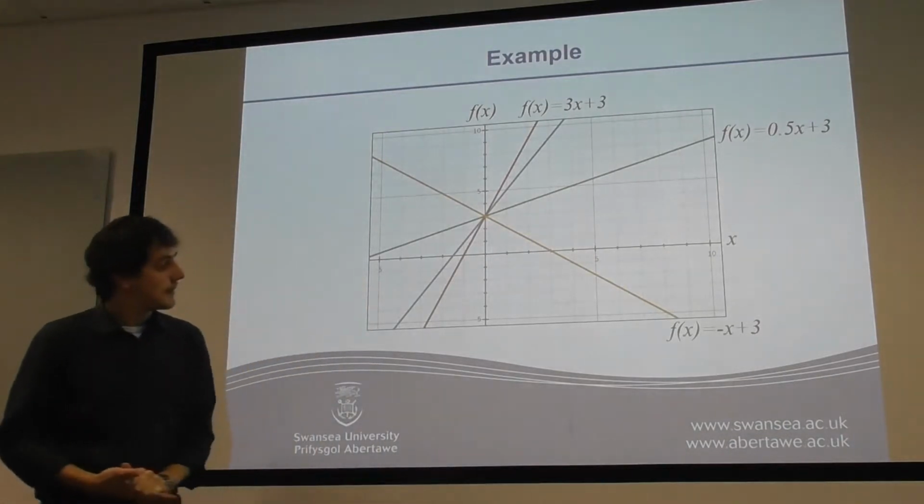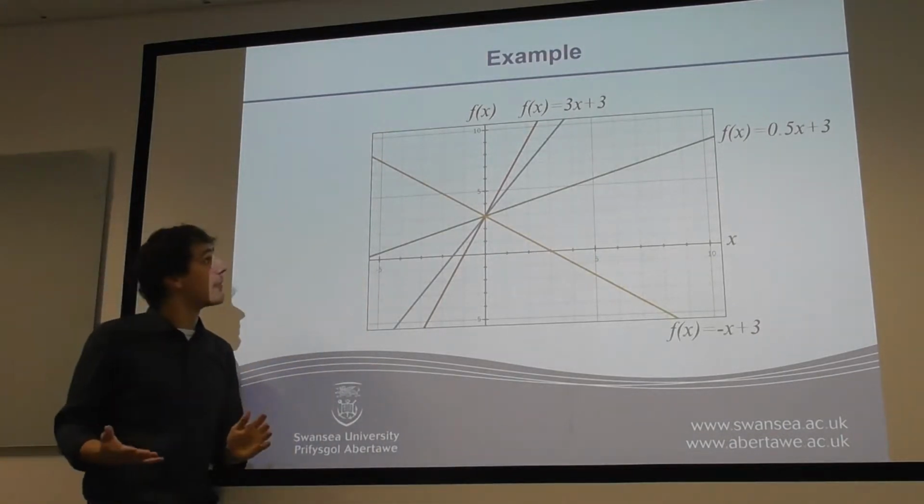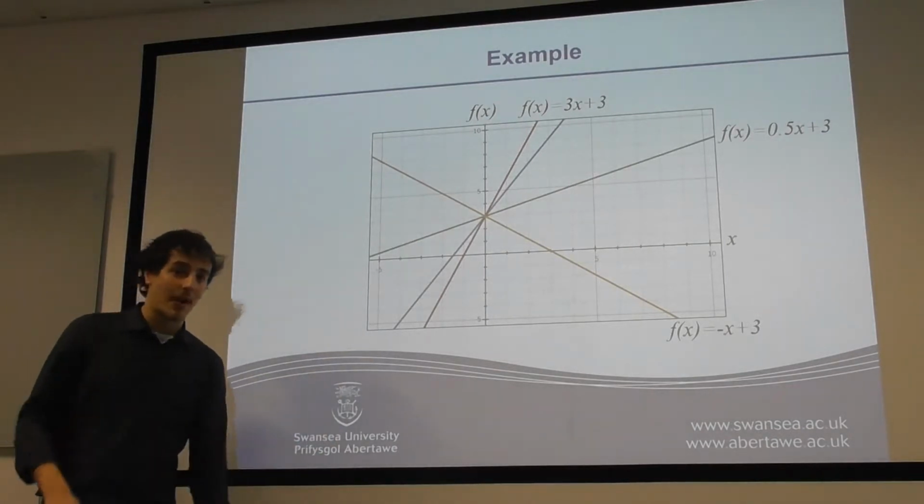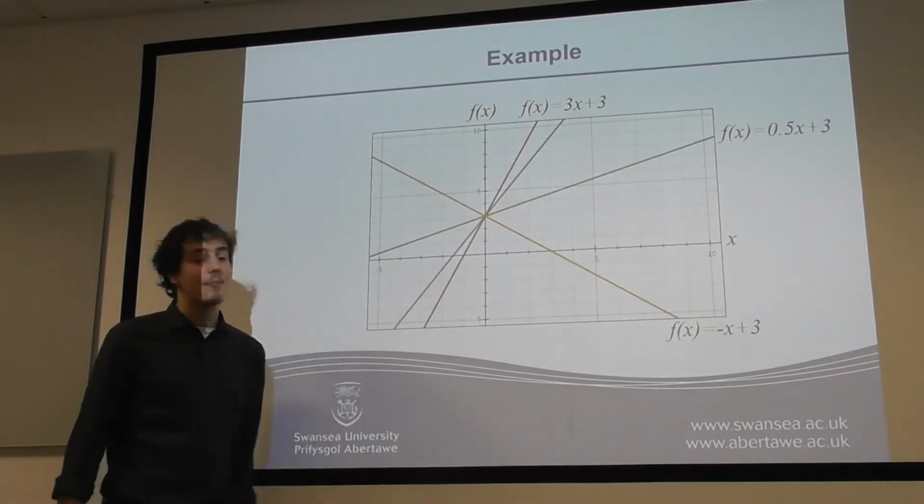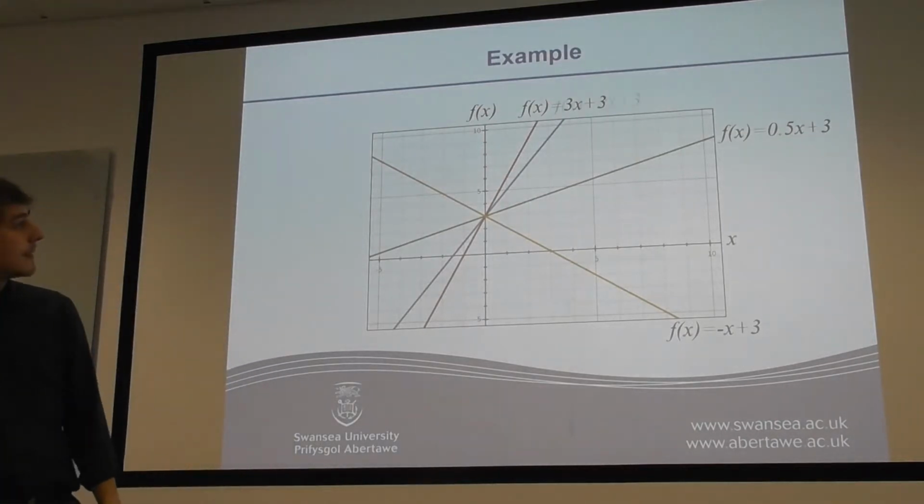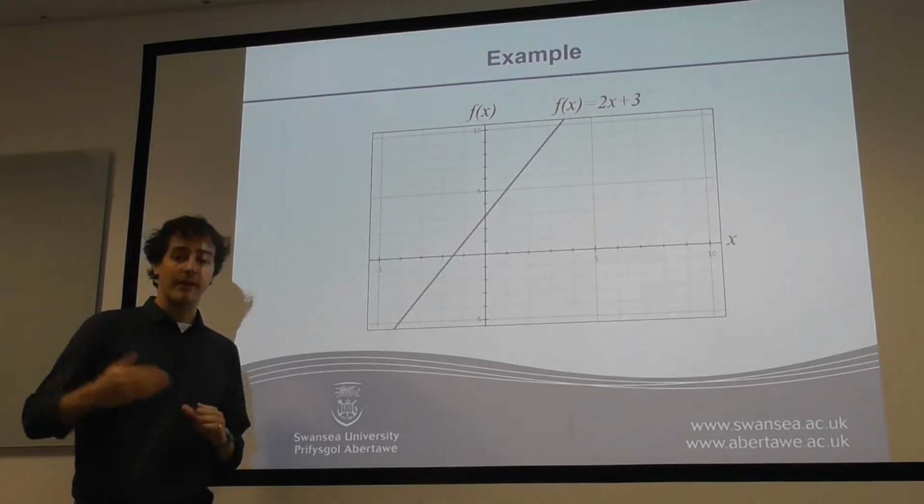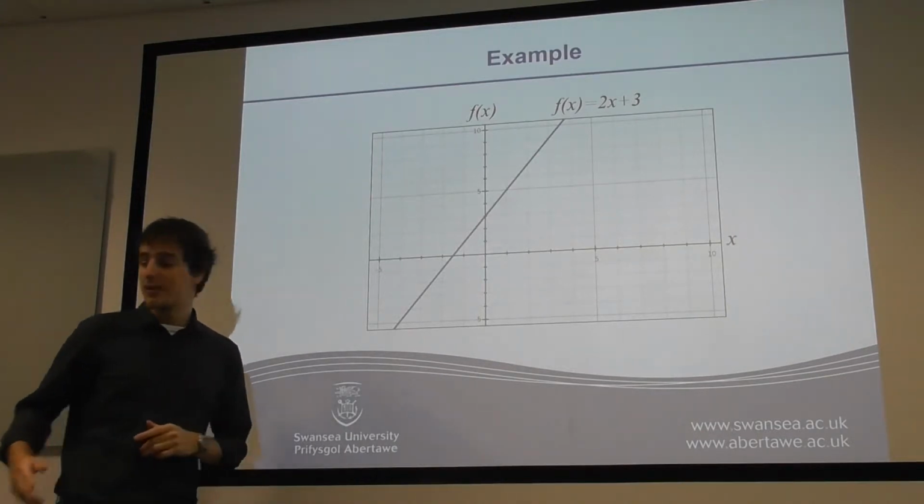Okay, so we know what happens when we change the gradient, the a part of the equation. What happens when we change the b, the intercept? Well, let's see what happens when we increase the intercept. Let's take it from 3 to 5.